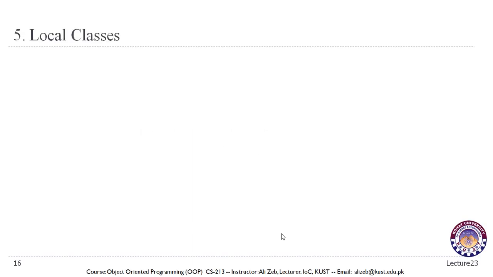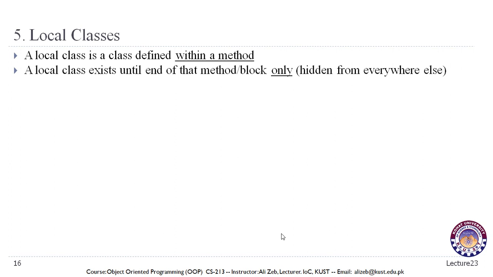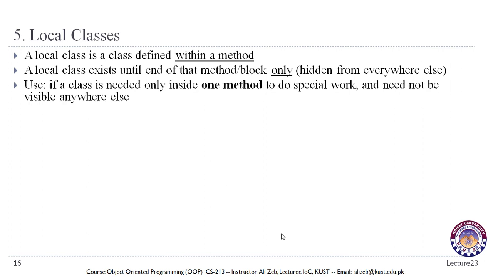Local classes. A local class is a class defined within a method. A local class exists until the end of that method or block only. It is hidden from everywhere else, even from the class where it has been defined. So the scope of this class is only limited to the method that is enclosing that class.